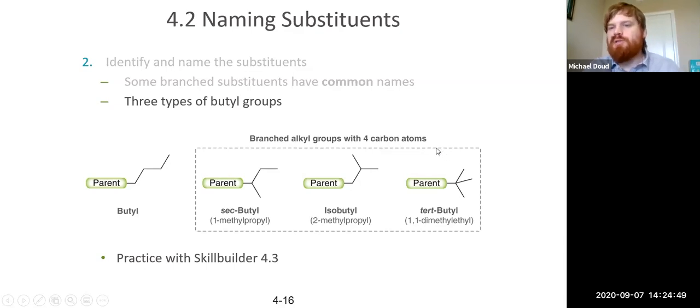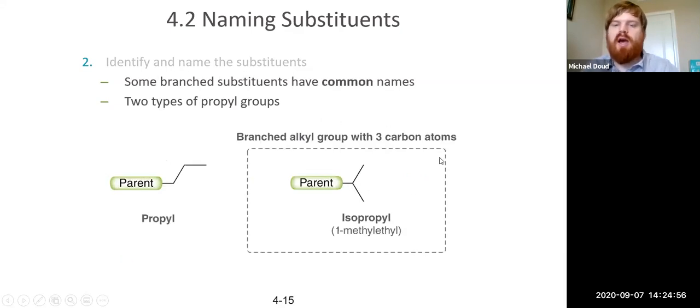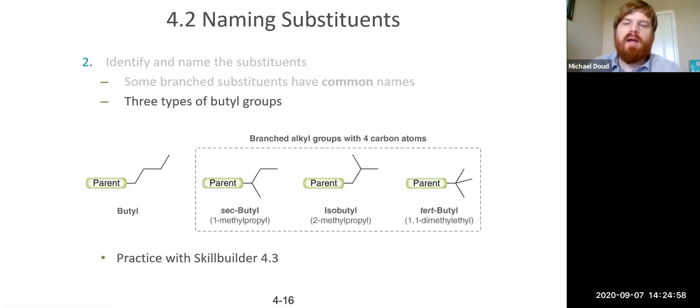So again, these are names that you're just going to have to commit to memorizing. But it won't be that hard. There's only really 4 of them you have to memorize. Just those 4. And the rest of them, you can just learn the systematic naming for them.